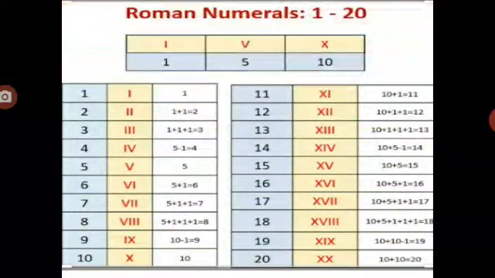Roman numeral I represents 1. 2 I's represent 2. 3 I's for 3. 4 means 5 minus 1, so V with I before it. Next, 6 means 5 plus 1. 5 value is V, plus 1, so V followed by I. Then 7 means 5 plus 1 plus 1: V for 5, I for 1, another I. So VII for 7.